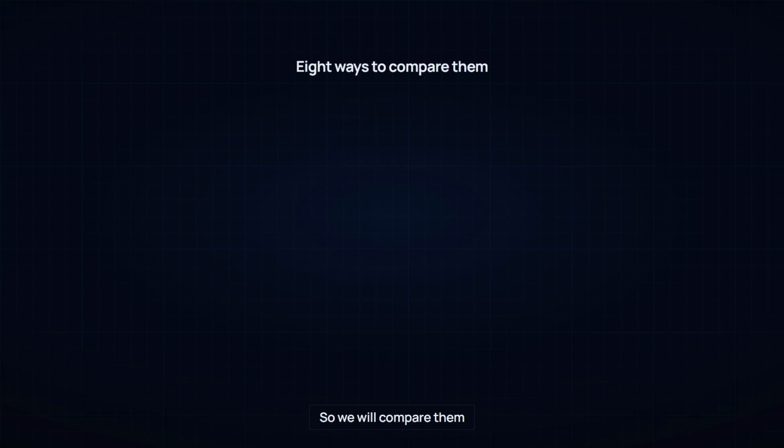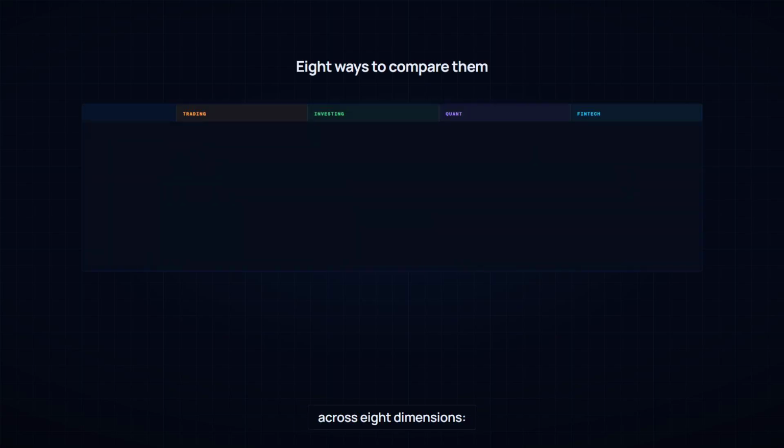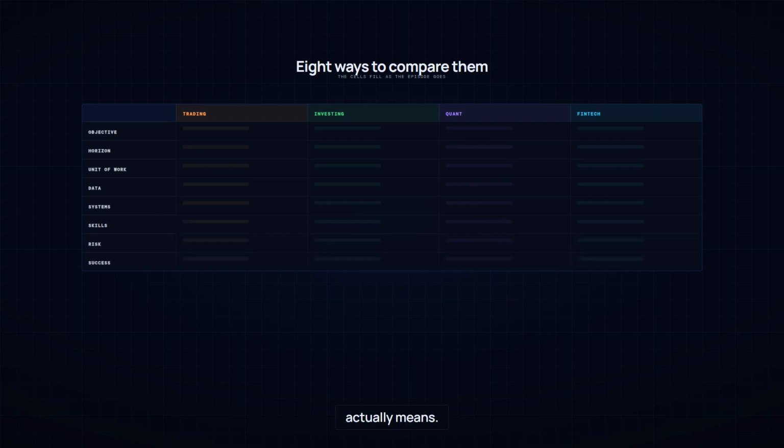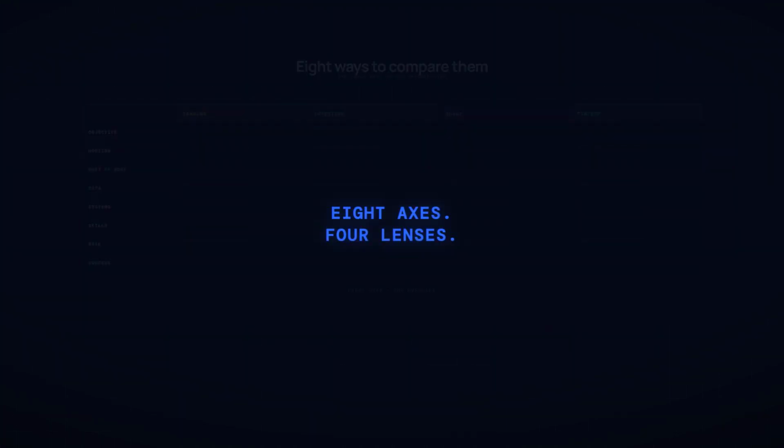So we will compare them across 8 dimensions: objective, time horizon, unit of work, data, systems, skills, risk, and what success actually means. Then we will put them back together because in practice they overlap.